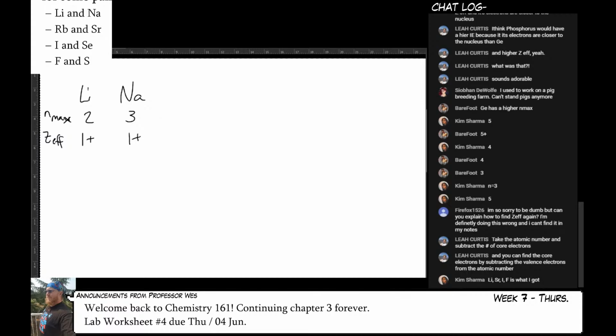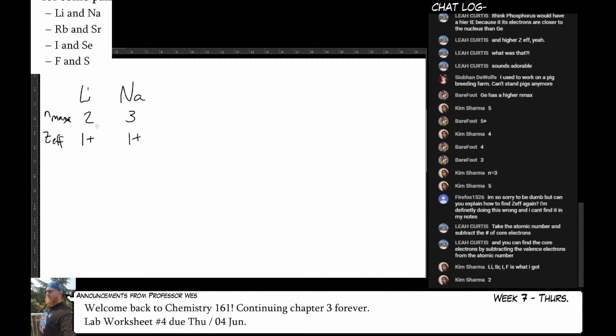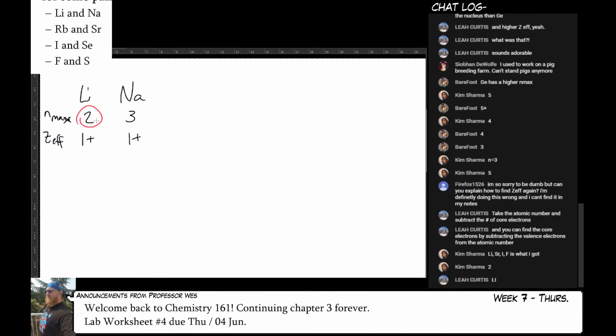Now I want to find the one that's harder to ionize. What's harder to ionize? N equals 2 or N equals 3? Which one requires me to get the electrons to move further to go to N equals infinity? There you go. And so this one must be harder to ionize.